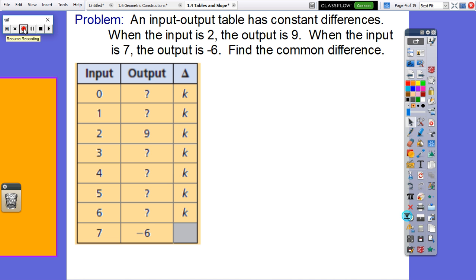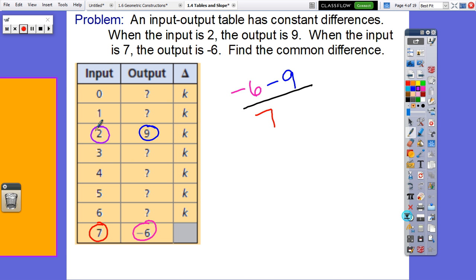Okay, so let's see if we can figure out what the common difference is. We're going to start down here with this -6. Remember that in a difference table, you work your way from the bottom to the top by subtracting. So if these are the two pieces that we know, we're going to take -6 minus 9. And then we want to figure out how many deltas there are in between. So we're going to come over here to this other side and take 7 minus 2, using the same inputs that are right next to our outputs.